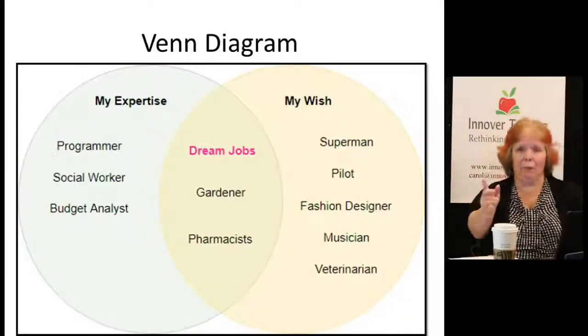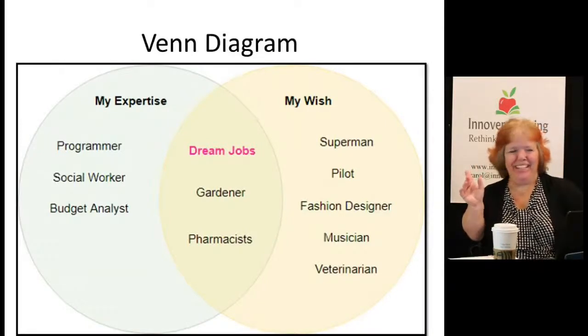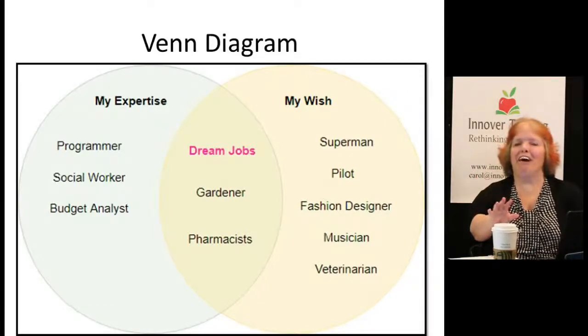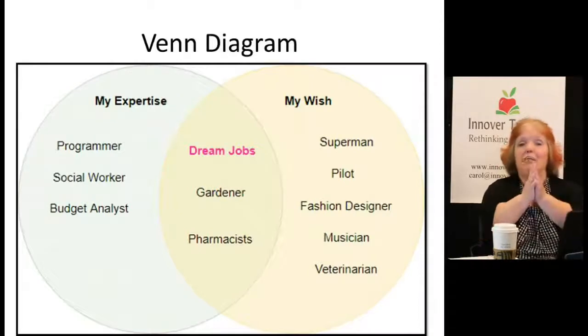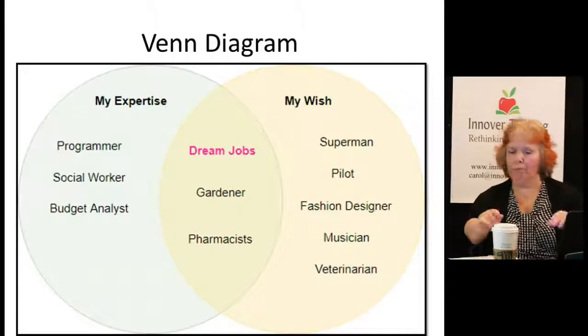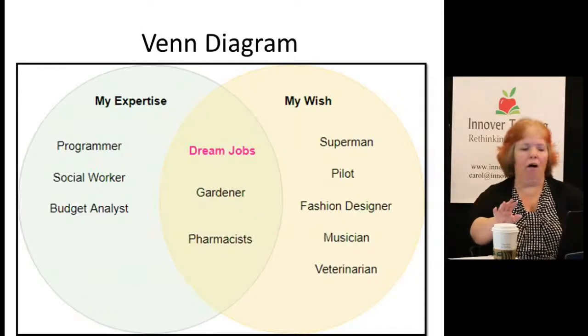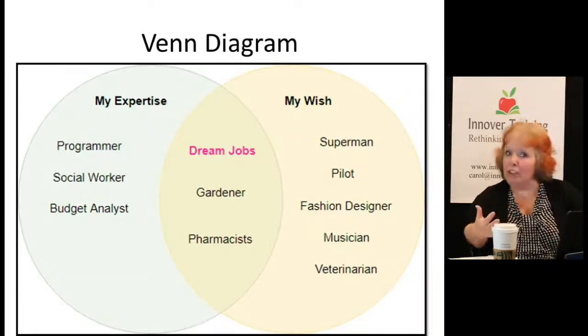Okay, so now we're going to talk about the Venn diagram. So in this example, we have the Venn diagram. What the Venn diagram is are two circles. Actually, they could be 3 or 4 circles, but I'm showing you a very simple one to start out. So this very simple Venn diagram shows 2 circles. On the left is my expertise, and on the right are my wishes.